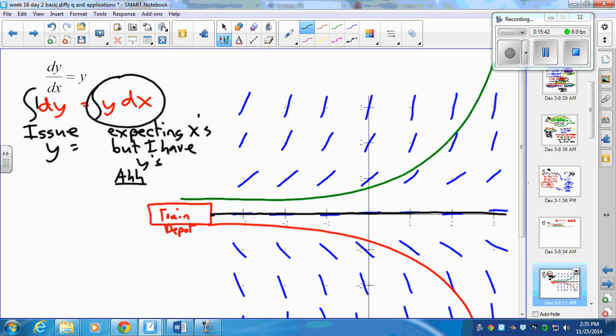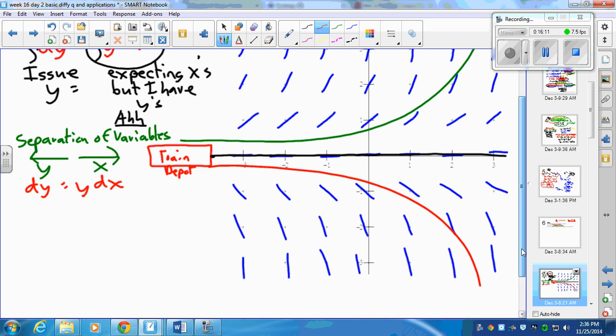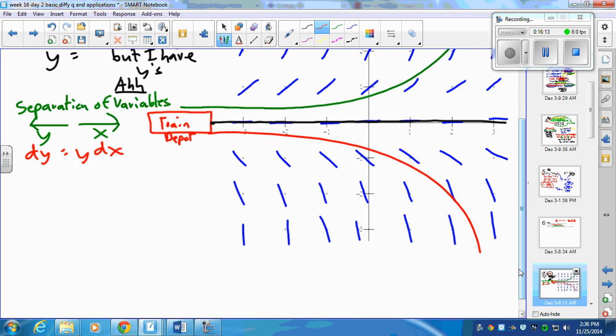So the key to solving this problem is the separation of variables. All of the y's I want on the left side, all of the x's I want on the right side. Then I will be able to integrate. So when I set this up, let me write that part again before I integrate. dy equals y dx. I do not want to integrate that yet because I have not moved the y's over.